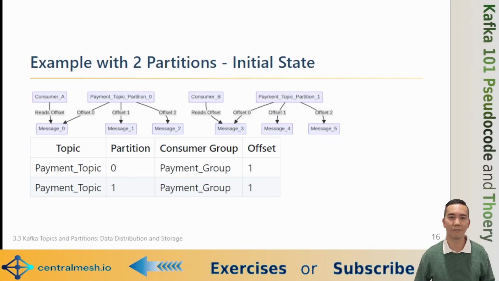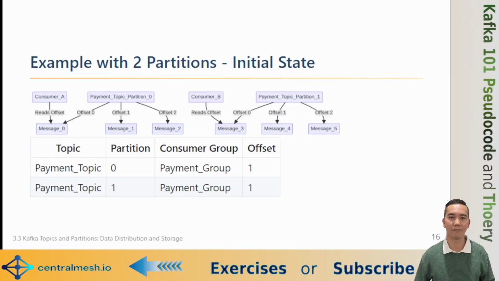To further clarify, Kafka doesn't track individual consumers. Instead, it tracks consumer groups. Let's explore this with the same payment example involving two partitions and two consumers in the same consumer group, payment. In Kafka, when consumers belong to the same consumer group, each consumer is assigned a specific partition to read from. Offsets are then tracked at the group level, ensuring that if one consumer fails, another within the group can take over processing from the last committed offset.